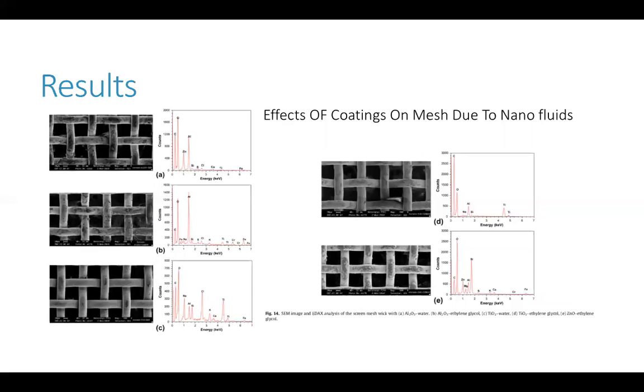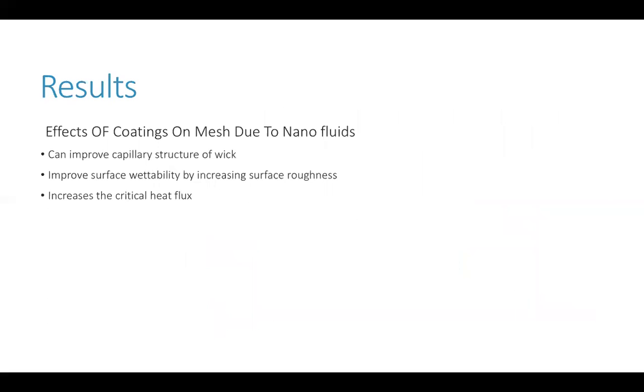Next, here we have the effects of the coatings from the use of the nanofluids on the screen mesh. And these effects from the nanofluids on the screen mesh were found to improve the capillary structure of the wick and improve the surface wettability by increasing the surface roughness, as well as increasing heat flux.